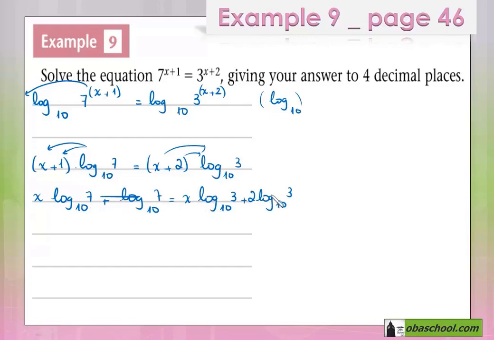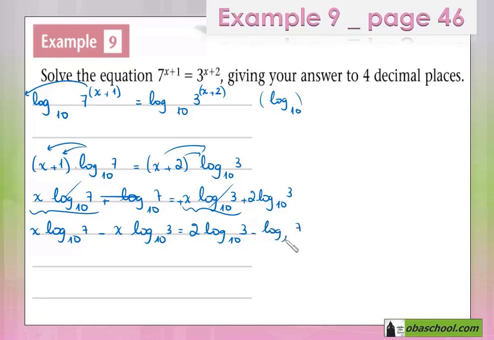Now that we are done with expanding, there is an extra step. Notice that we have x log 3 and x log 7 on either side of the equal. So why not isolate them on the left side of the equal, as I'm doing right now? The sign of log 3 is going to switch. And on the other side of the equal, we're going to have 2 log 3 with base 10 minus log 7 base 10.